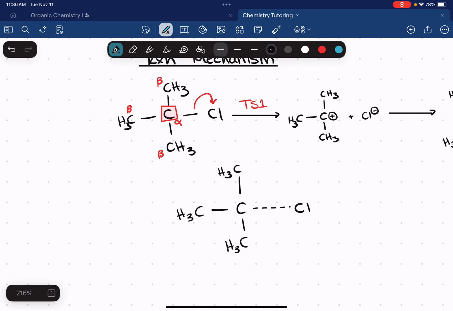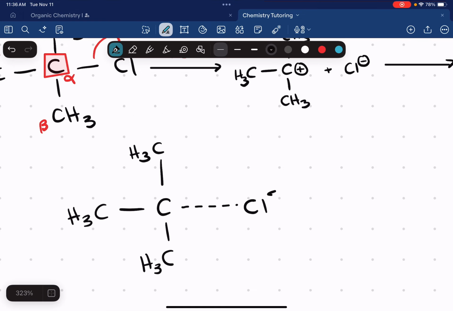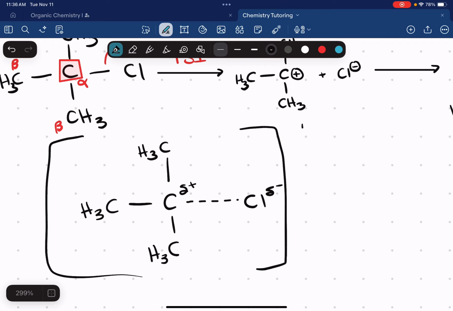So we've got chlorine. And so chlorine is going to become negative, right? So we're going to give it a partial negative. And this carbon is going to become positive. So we're going to give it a partial positive. Close it in our brackets. Give it the transition state symbol. And this is it.